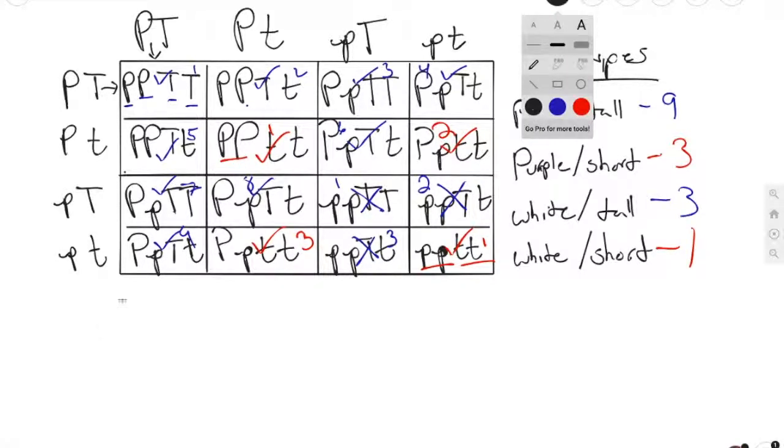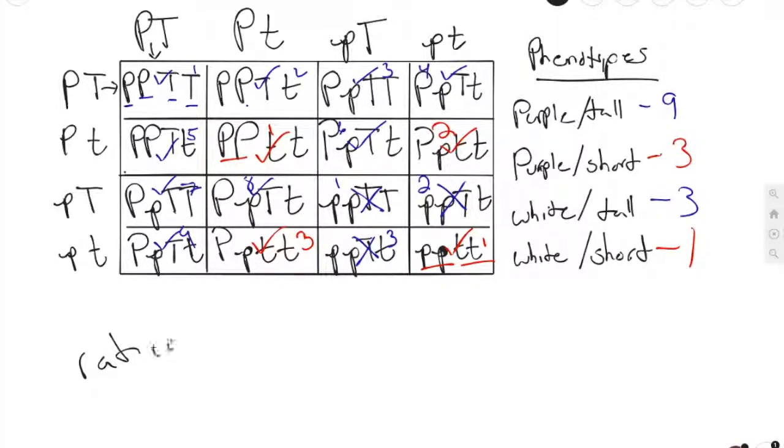So what we end up with is the ratio for a dihybrid cross should always be 9 to 3 to 3 to 1, where we have 9 that are going to be both dominant, 3 that have one dominant trait and one recessive trait, 3 that have the other dominant trait and the other recessive trait, and then 1 that has both recessive traits.